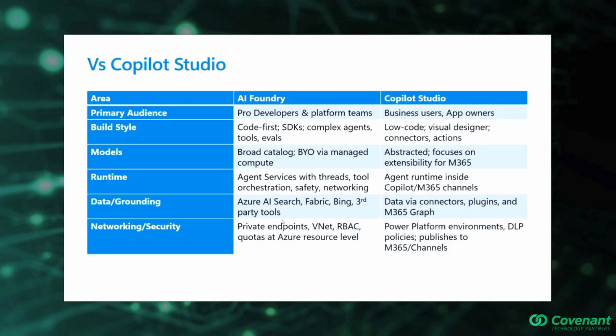Similar story with grounding. You have a lot more flexibility on the grounding side when you're bringing in your own data compared to Copilot Studio, which is really limited to the data connectors that are available and things that are visible through the M365 Graph. So that's things like SharePoint, other Power Platform apps and Dataverse and things like that. Where again, on the other side, the sky's kind of the limit.